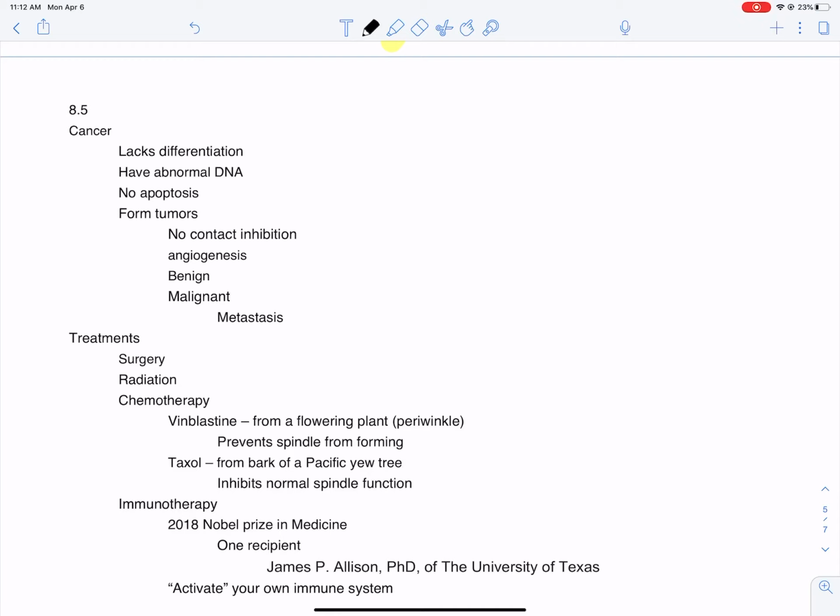Then another bad thing for them is they form tumors. Why do they form tumors? They have no contact inhibition. Remember when skin cells, you put them in a petri dish and they grow until they hit each other and then they stop growing. They don't have that. They will just keep piling up on top of each other, and that pile, so to speak, is a tumor. And that's that abnormal growth of cells that lack differentiation and really have no job. They also will go through that process of angiogenesis, which they'll make a new vascular system to feed this mass.